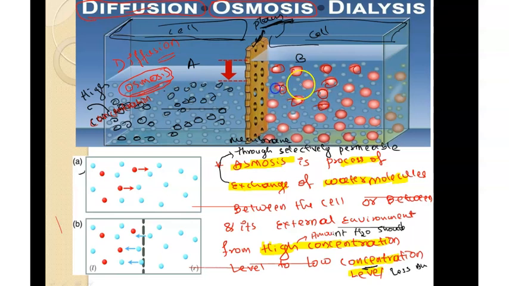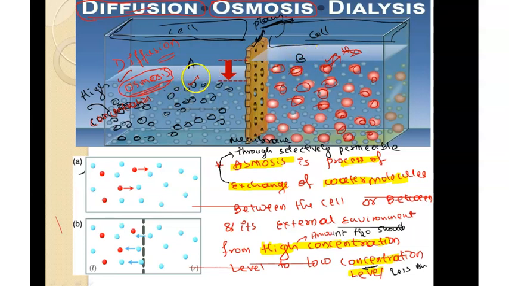Let's say these red marks are water particles. Here we have a high amount of water particles and here we have a lesser amount. Wherever I marked, consider them as water particles. The amount of water particles is very high in cell A and very less in cell B. What happens?